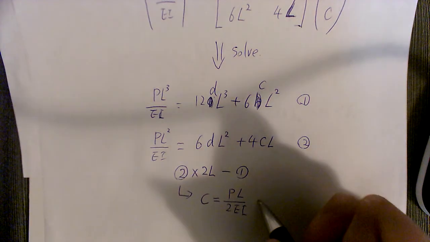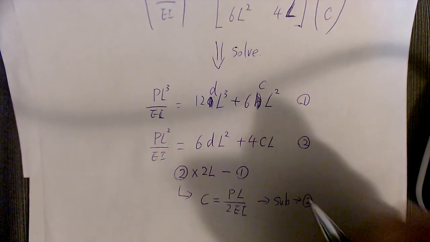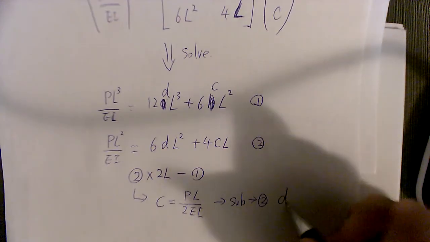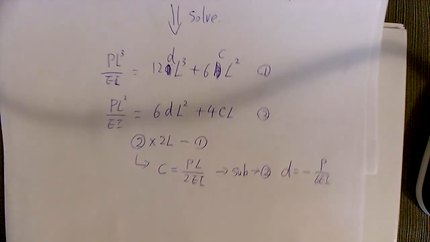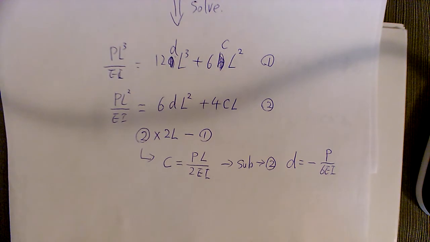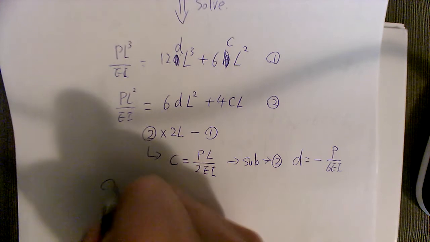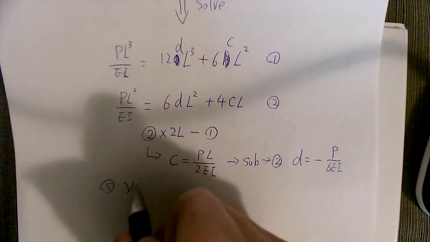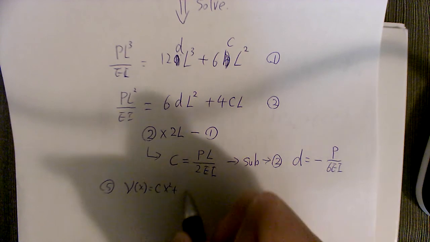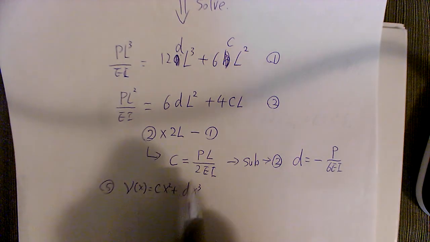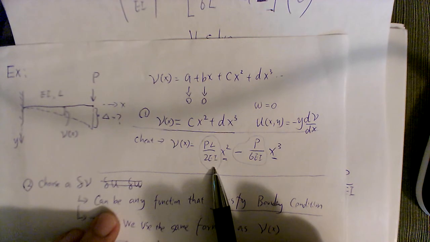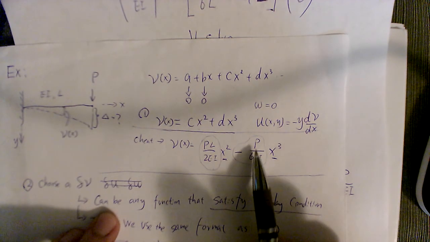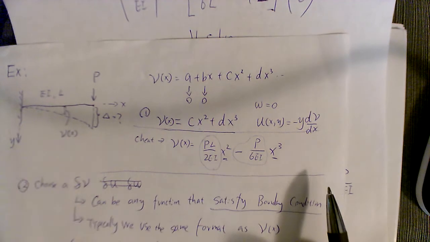And then once you get that, you substitute that into number 2, and then you find your D equals negative P over 6EI. Just do it yourself, okay? I'm not kidding with you. Then you plug it back in, and step 5 is finally, you say, didn't I assume this to be cx squared plus dx third? Look at it. It is exactly my standard answer. Negative P over 6EI and PL over 2EI.